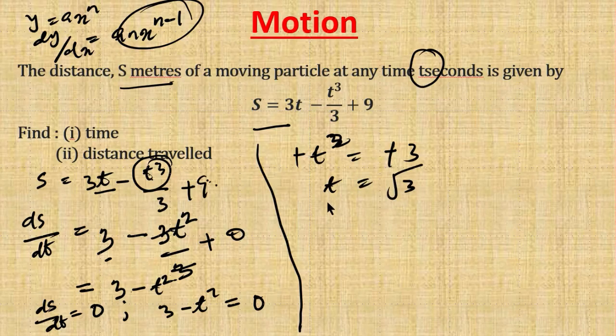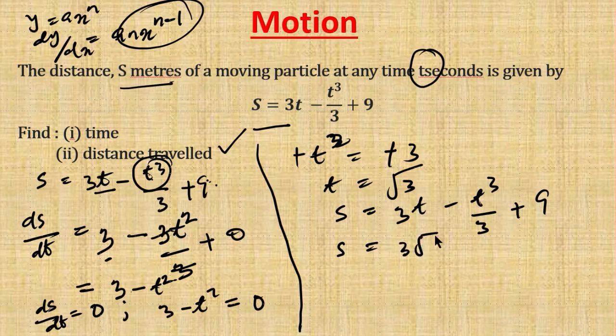So t now will be the same thing as the square root of 3. Now, if t is the square root of 3, the question wants us to find the distance covered. The distance covered will come from s is equal to 3t minus t raised to power 3 over 3 plus 9. So that s now will be the same thing as 3 root 3. I've just simply substituted for t, minus root 3 all raised to power 3 over 3 plus 9.